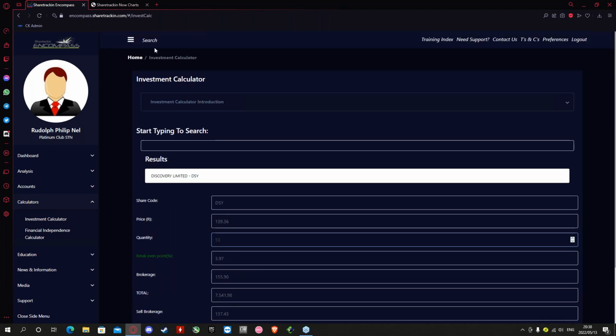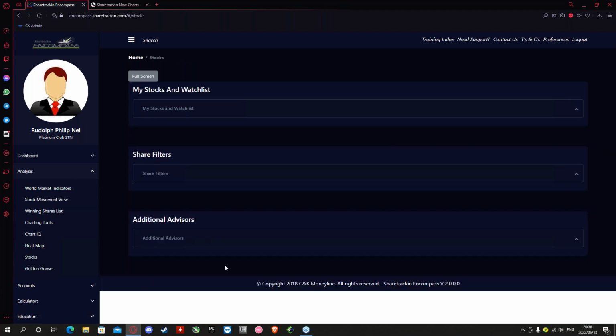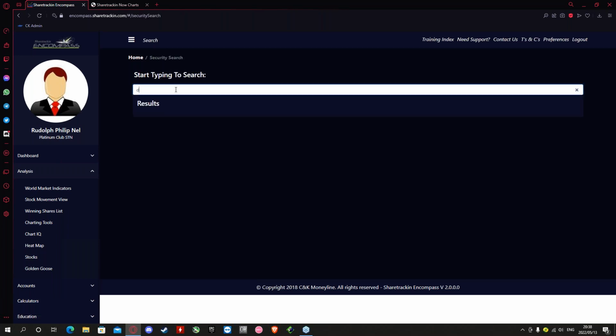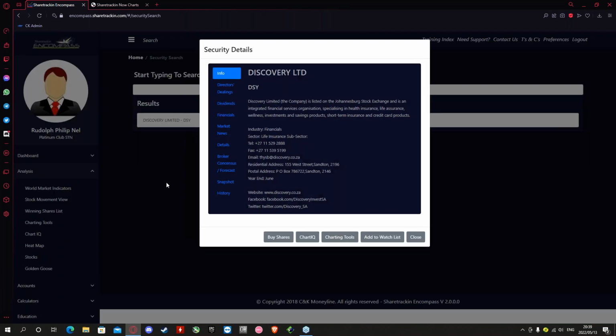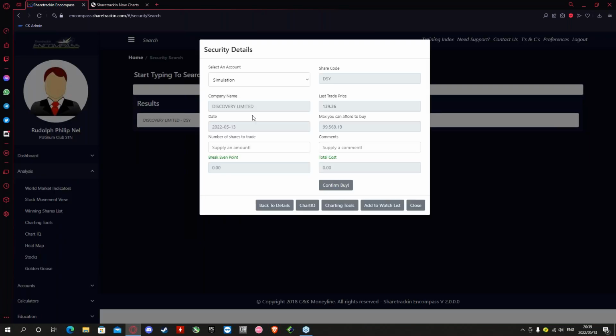So now we can go back to search or back to the analysis. So we can go to analysis, stocks, additional advisors, and do the same filtering again. Or you can just go to search and type in your code, DSY. Click on your share and say buy shares. All right, so we're on the simulation account already. Okay, just see to it that you select your correct account.